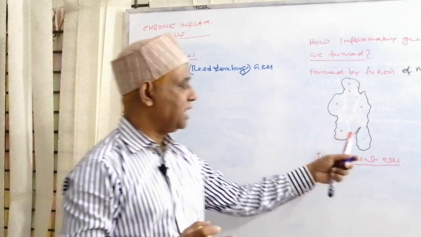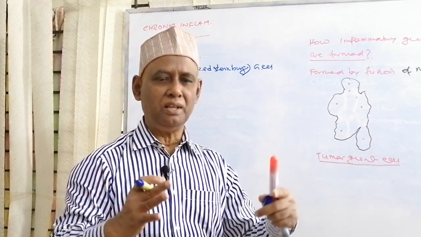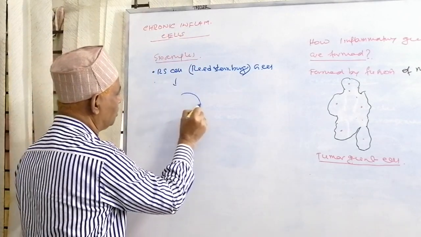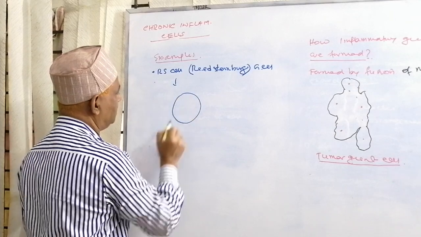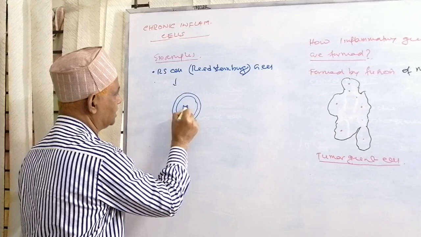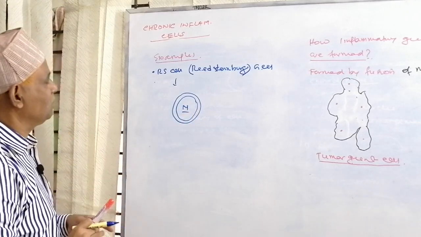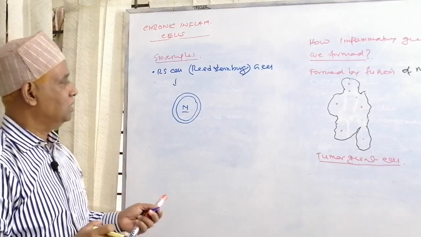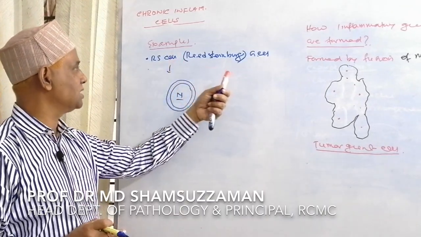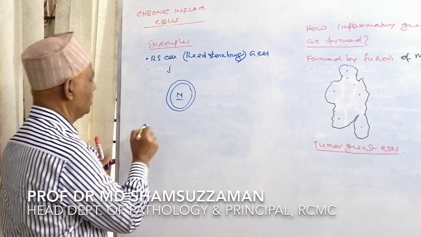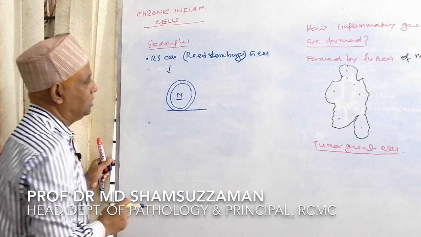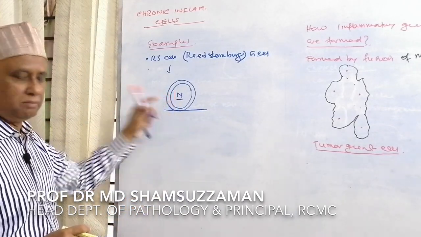I have told you a giant cell may be a large one containing a single large nucleus also. So one of the varieties of RS cell, the mononuclear RS cell, contains a single large nucleus. So this is one example of the tumor giant cell that is found in Hodgkin's lymphoma. The name of the giant cell is Reed Sternberg giant cell or RS cell, and this is the variant of RS cell containing a single nucleus.